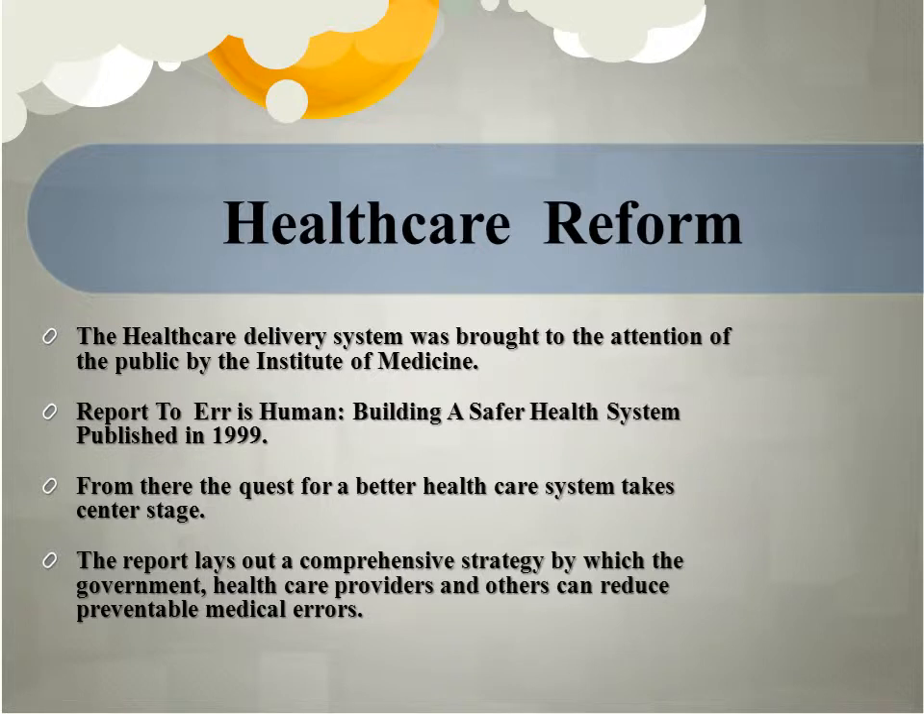Healthcare reform. The healthcare delivery system was brought to the attention of the public by the Institute of Medicine. There were reports in the book "To Err Is Human: Building a Safer Health System," published in 1999, and from there a quest for a better healthcare system took center stage. The reports laid out a comprehensive strategy by which the government, healthcare providers, and others can reduce preventable medical errors.